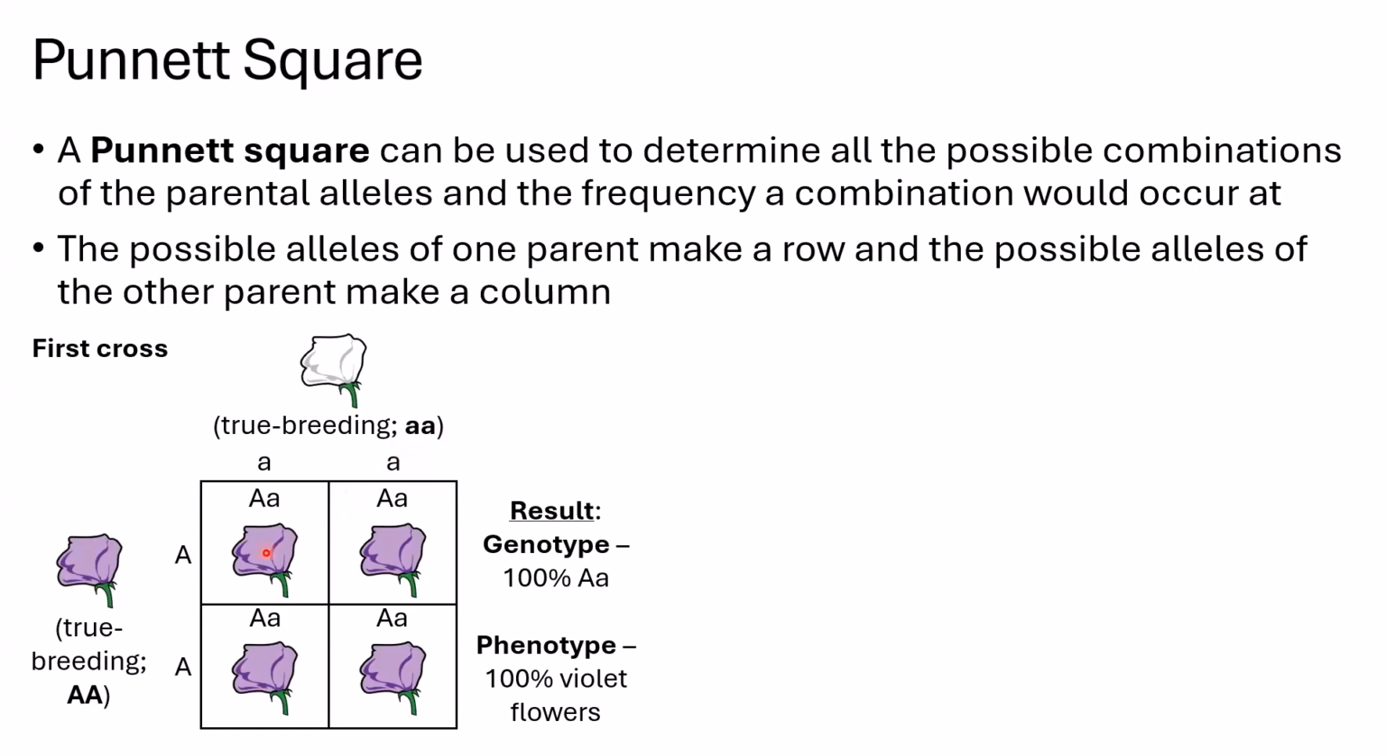Now we can combine the alleles from each parent together in the boxes. Since all the rows give an uppercase A and all the columns give a lowercase a, the result is offspring that all have the big A little a genotype and the dominant phenotype.